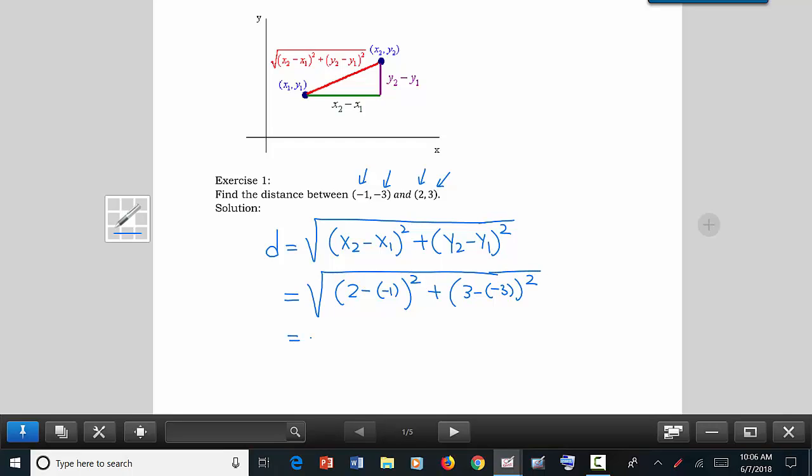So this equals 2 subtracting negative 1 is 3 squared, plus 3 subtracting 3 is 6 squared. So we got the square root of 9 plus 36, so that is the square root of 45. Let's reduce this. 45 is 9 times 5, so we can take 3 out. 5 stays there. So we have 3 times the square root of 5 units.